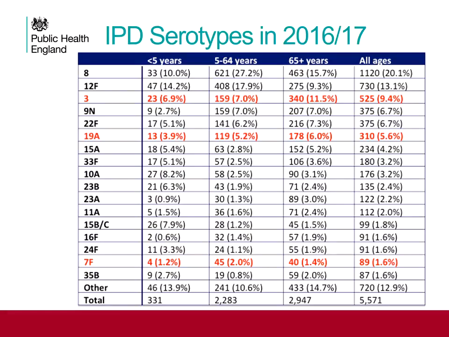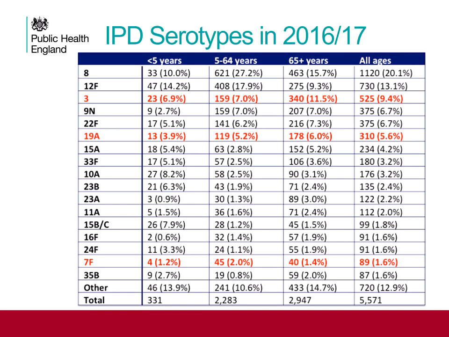So the main serotypes causing disease vary by age group, but what you'll see is that 8, 12F, and 9N are the major ones, and serotype 3 still remains very high. And I want you to look at the numbers, because in 2016-17, there were 1,120 serotype 8 cases, but once you come down to 19A, you're talking 300 or less. Serotype 8 has really taken over.